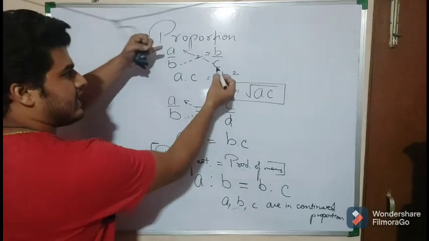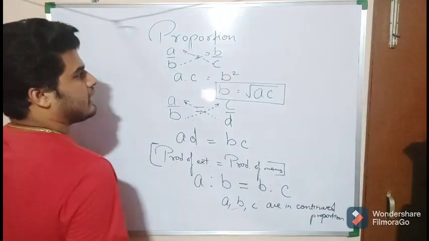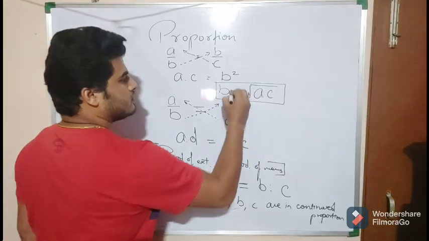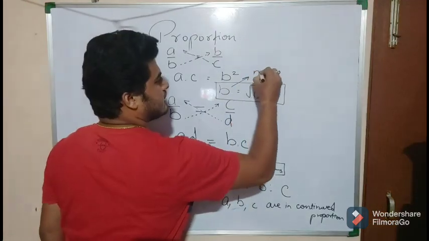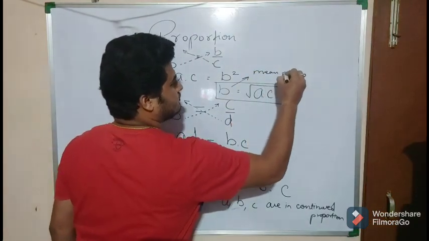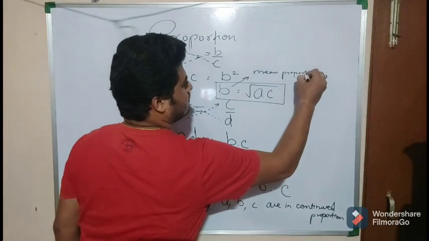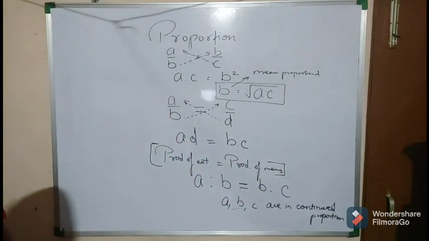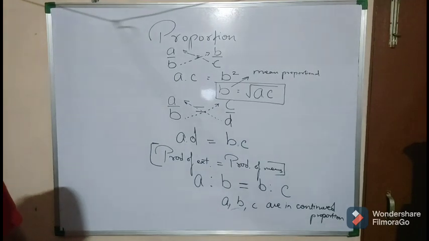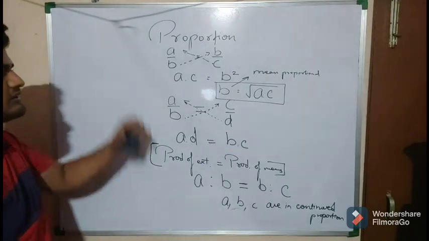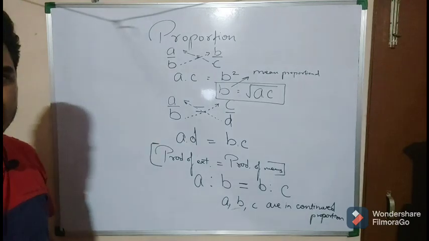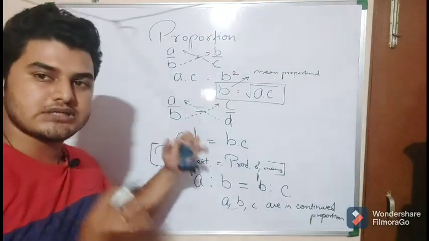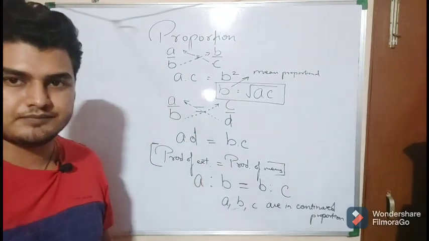Now in this case A and C becomes the extremes and B becomes the mean. So B is called as the mean proportion. Mean proportional. And A and C are called as the first and third proportional.